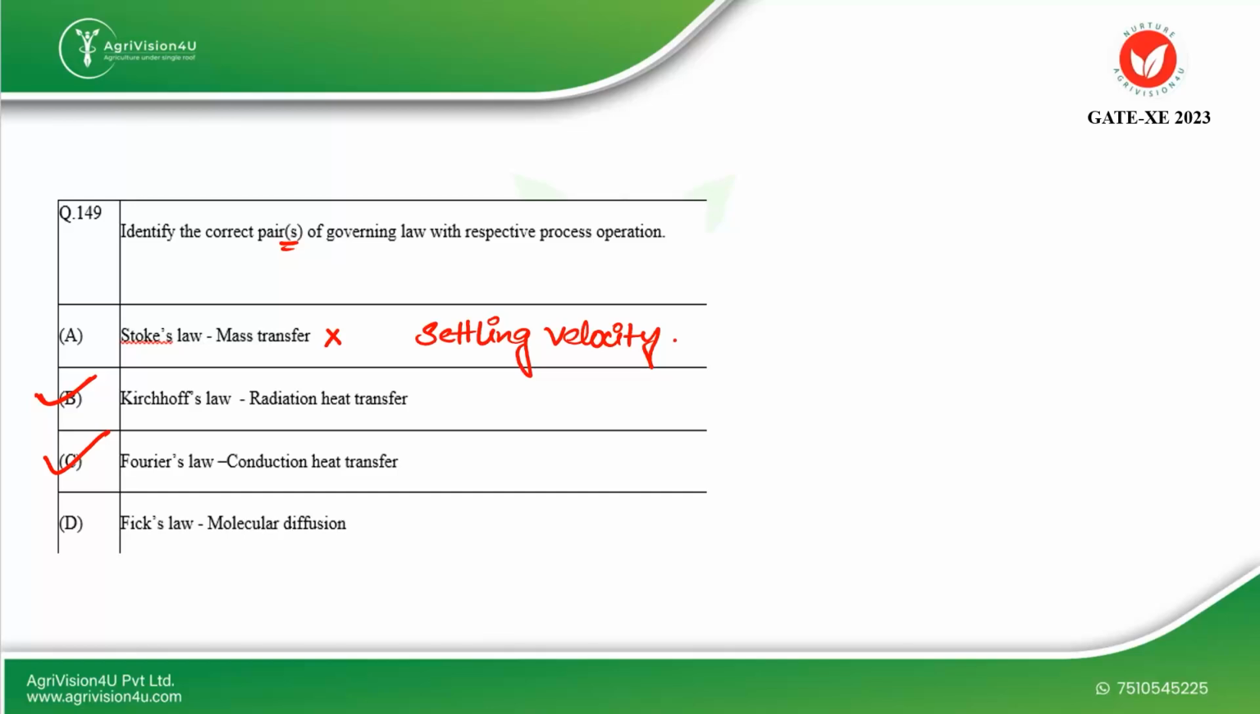So Fick's law, what have we studied? That if a substance moves from an area of higher concentration to an area of lower concentration, the rate of diffusion is proportional to the concentration gradient. It's about molecular diffusion. So this is also correct. So our correct options are B, C and D.